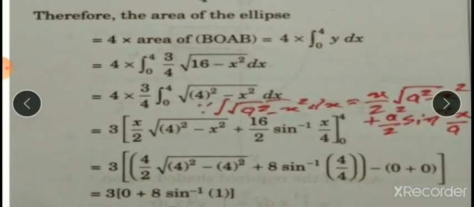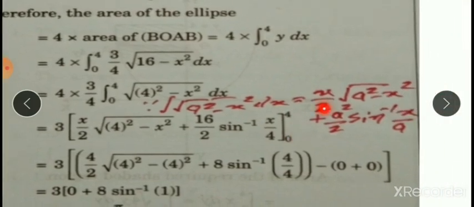Now we have to integrate this: 4 into 3 upon 4, integration 0 to 4 of root 4 square minus x square. We know the formula: integration of root a square minus x square is equal to x upon 2 root a square minus x square plus a square upon 2 sin inverse x upon a. Using this formula, 3 times x by 2 root a square minus x square plus a square by 2 sin inverse x upon a, limit 0 to 4.